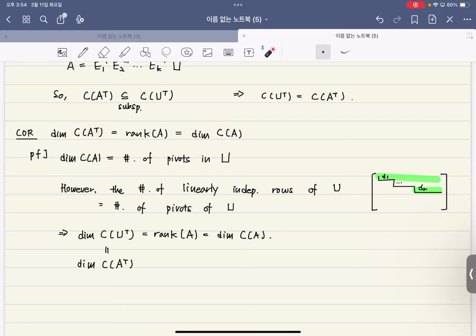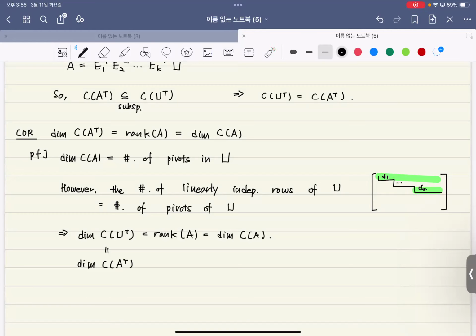That means this number actually means the number of linearly independent columns of matrix A. So for any matrix A, the number of linearly independent rows must be the same as the number of linearly independent columns. Isn't that surprising? For me, this was a very surprising fact. Just try to write down any random matrix you can think of. The number of independent rows is always equal to the number of independent columns.